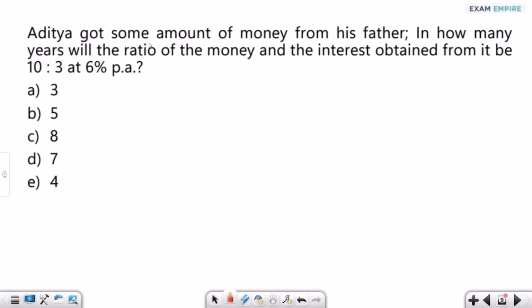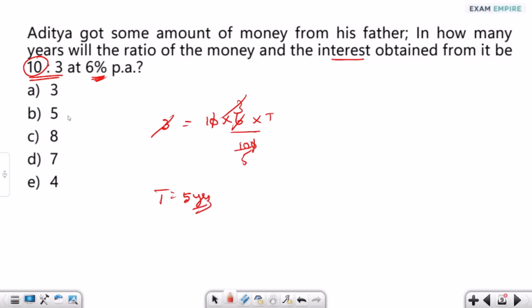Next. Aditya got some amount of money from his father. In how many years will the ratio of money and interest obtained from it be 10:3 at 6% per annum? The principal amount is 10, the rate of interest is 6%, and the interest gained is 3. Into time by 100, it is going to get cancelled. So this is 3 times and this is 5 times. Anyhow 3 and 3 will get cancelled, so time is 5 years. The answer for this particular question is 5 years.